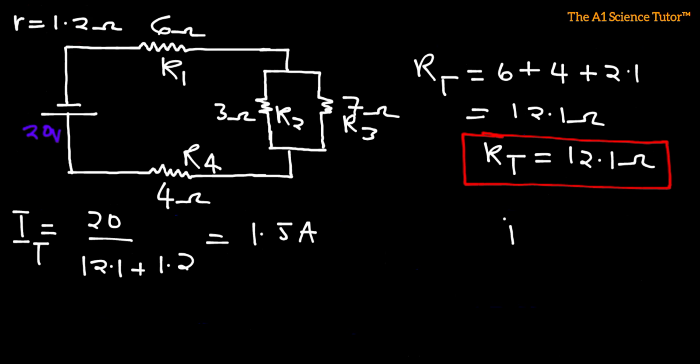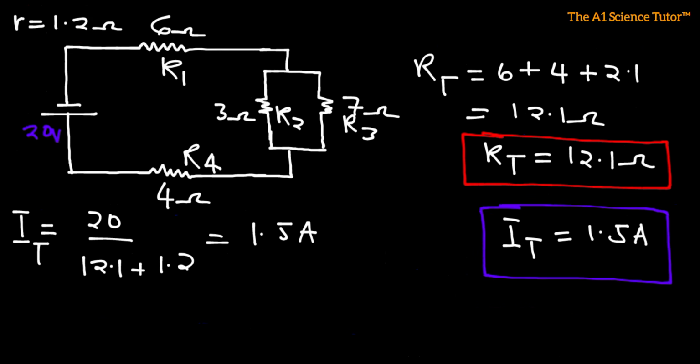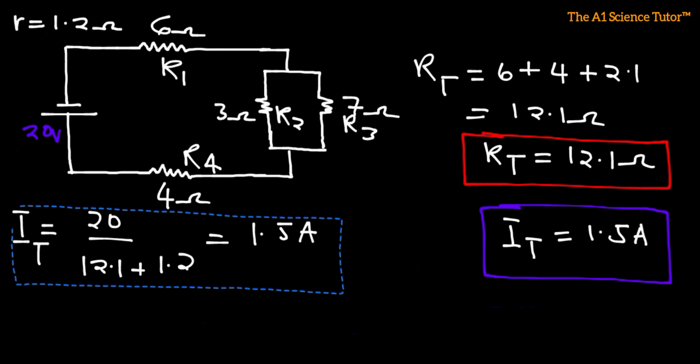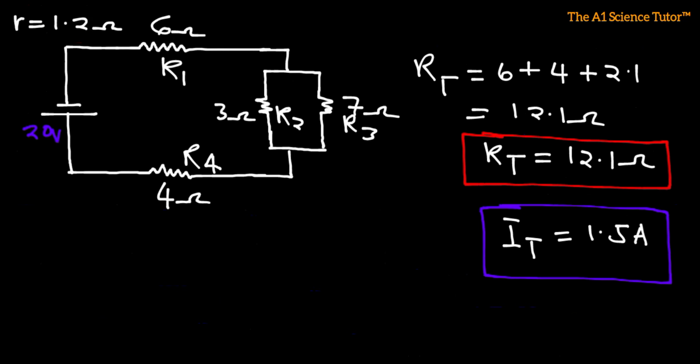So that is 1.5 amps. This is going to be the total current within this circuit. Next, we need to find the current passing through each resistor. How can we find the amount of current passing through the 3 ohm resistor and the one passing through the 7 ohm resistor? The only way to do that is to use the loss voltage as well as the terminal voltage. So we need to find those first.